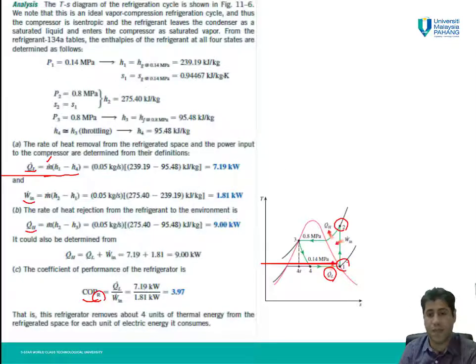First, let's begin with state 1. In state 1, we know the pressure. Pressure is 0.14 megapascal. And also we know that in this state we have saturated vapor. So the enthalpy for this state should be enthalpy for saturated R134A as a refrigerant at this pressure. How can we find it? We need to refer to the thermodynamics tables which we have.